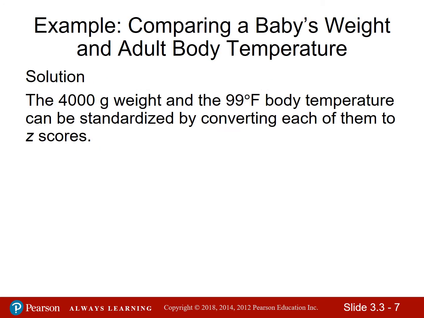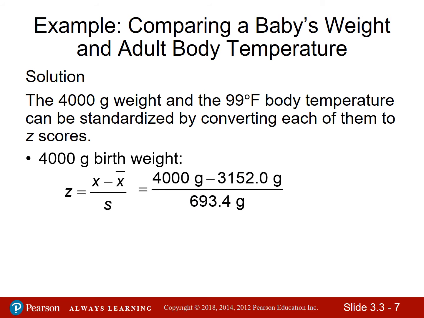Right. So we want to determine whether the 4,000 gram weight and the 99 degree body temperature can be considered significant by converting them to z-scores, and then we're going to compare the z-scores, right? So for the 4,000 gram birth weight, we use z equals x minus x bar divided by s. You can see our x is 4,000 gram, and the mean was given to us. Everything's given.